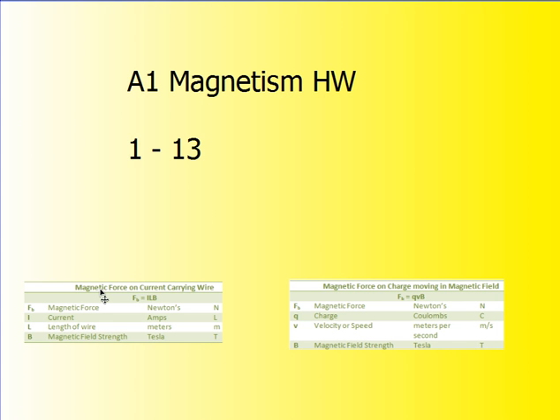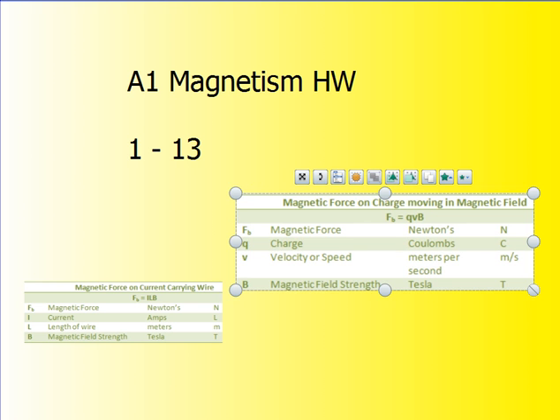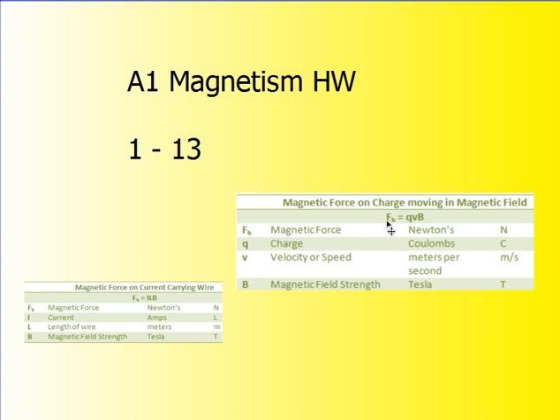Let's talk about magnetism. Whenever you have a moving charge in a magnetic field, you're going to have a magnetic force. And the magnitude of that force is equal to the strength of the charge, because that kind of makes sense, doesn't it? The bigger the charge, the greater the force is going to be, times the speed of the charge, times the magnitude of the magnetic field that it is traveling in.